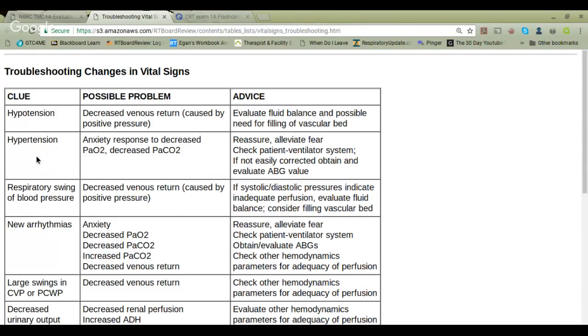Hypertension. Anxiety responds to decreased PaO2 or decreased PaCO2. Reassure, alleviate fear, check patient ventilatory system. If not easily corrected, obtain and evaluate ABG value. You can skip that one.